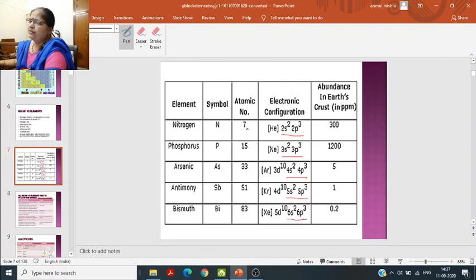One more thing I will tell you, that you can generate the atomic numbers of the elements. For example, nitrogen's atomic number is 7; add 8, you get 15. Add 18, you get 33. Add 18, you get 51. Add 32, then you get 83. Likewise, if you do not know the atomic number, you can generate it yourself if you know the series: nitrogen, phosphorus, arsenic, antimony, bismuth. No need to learn it.